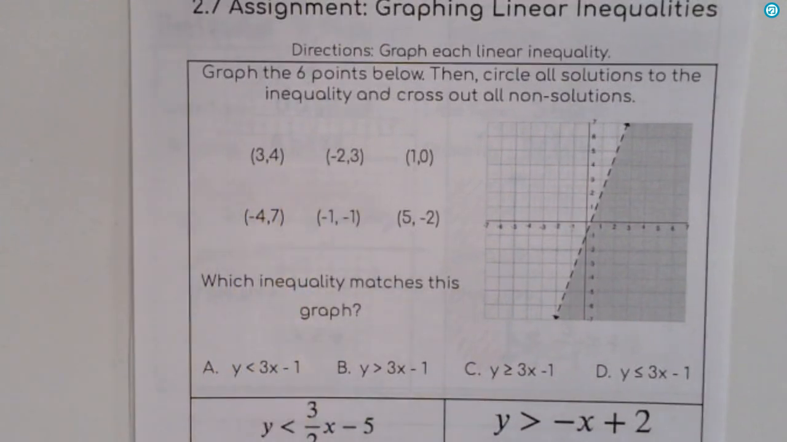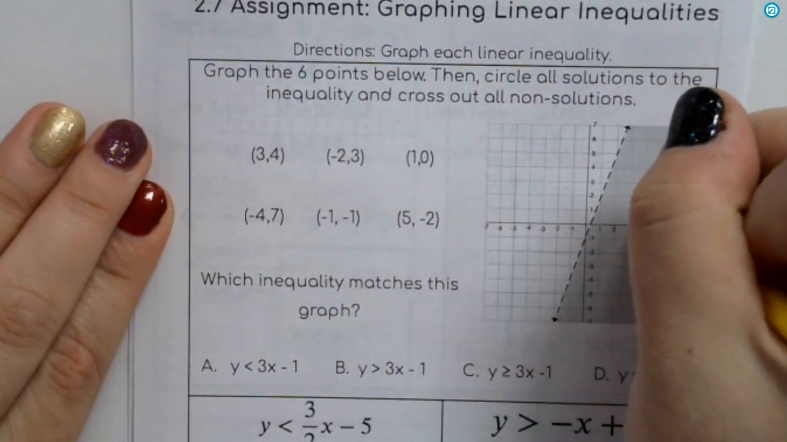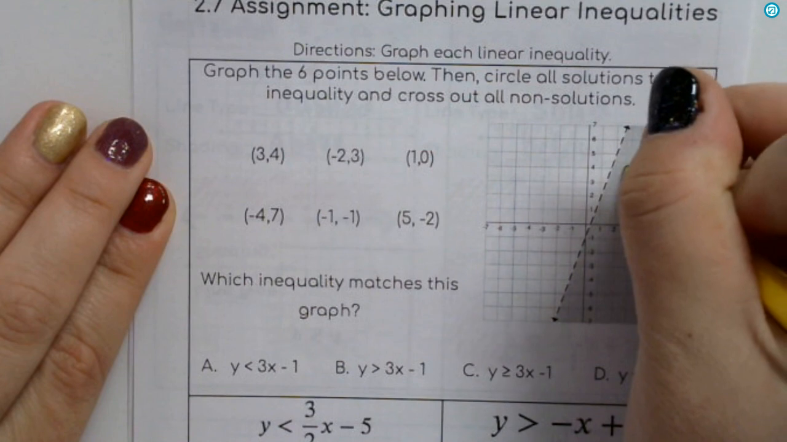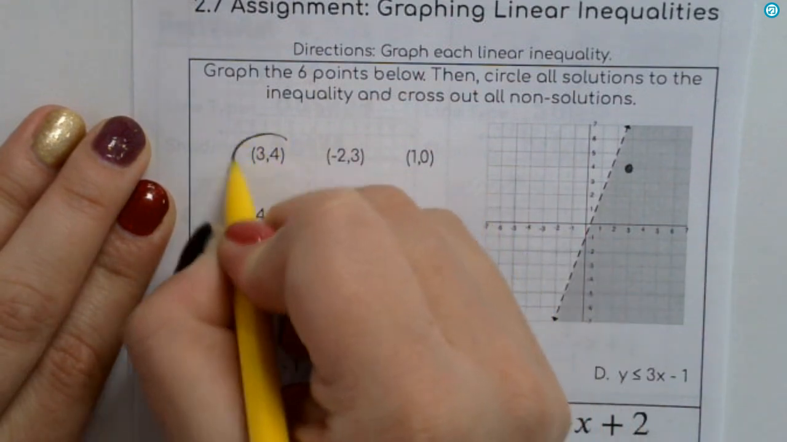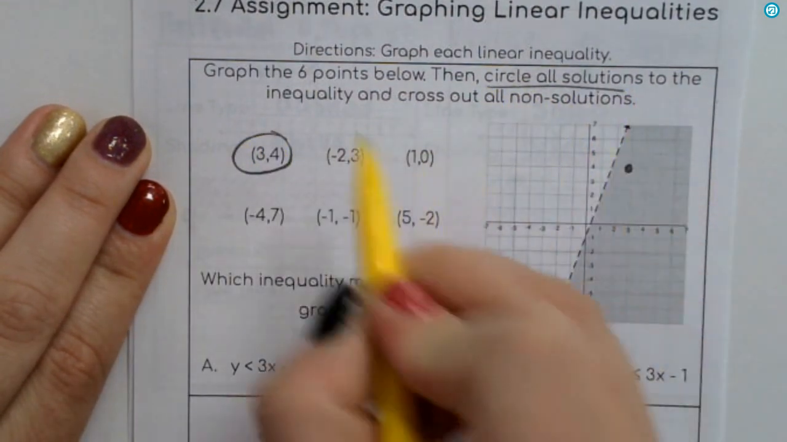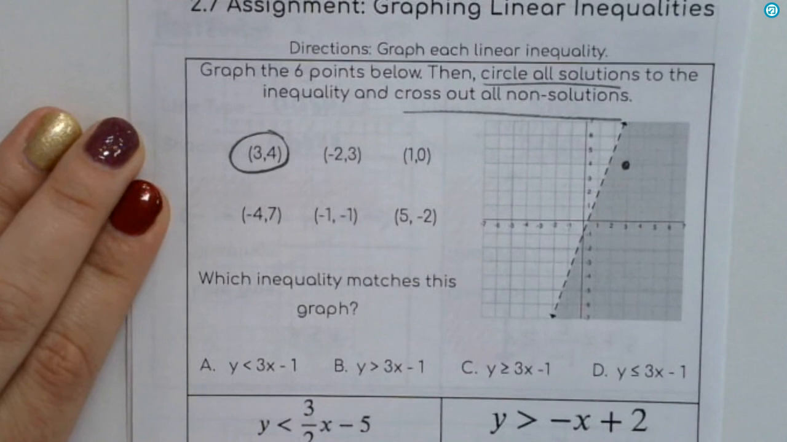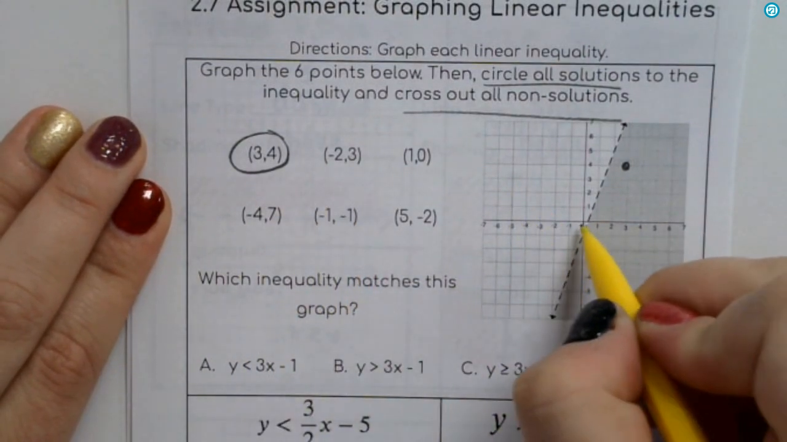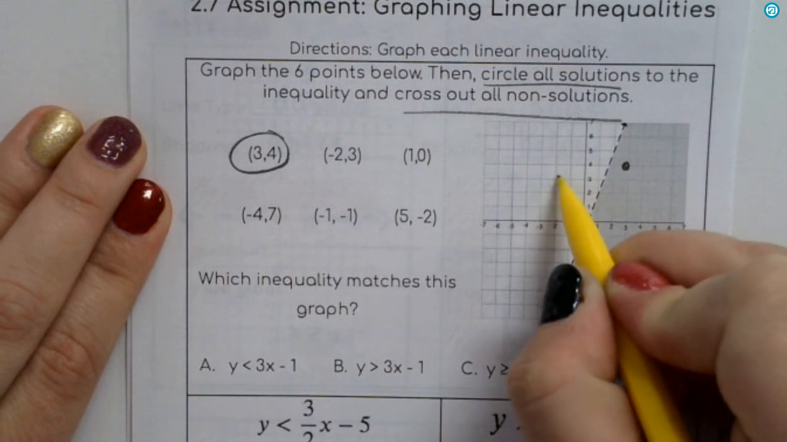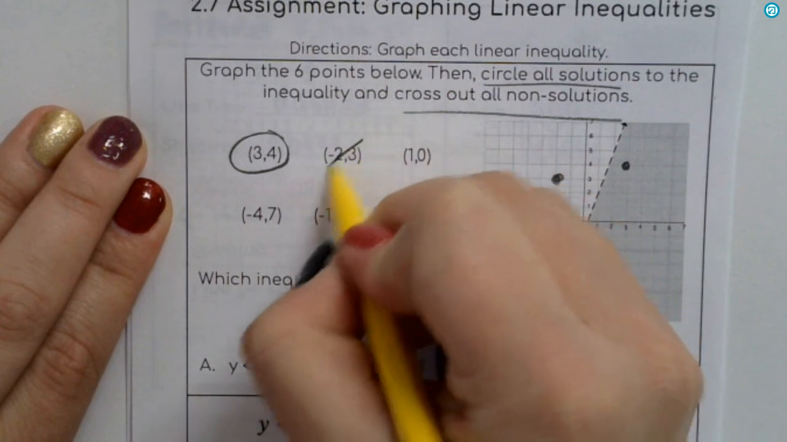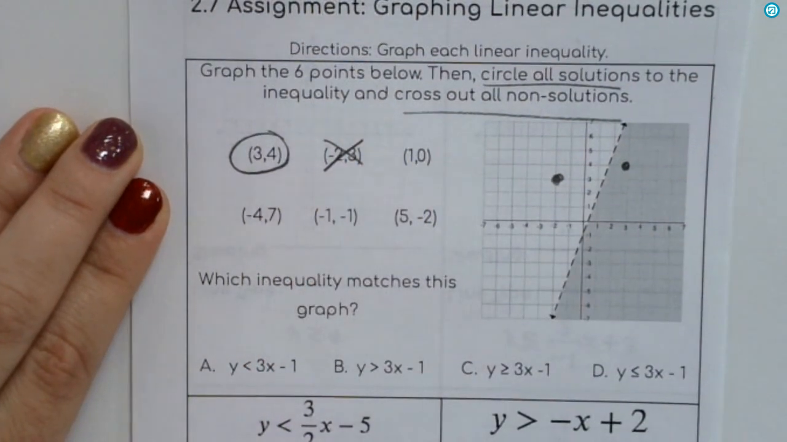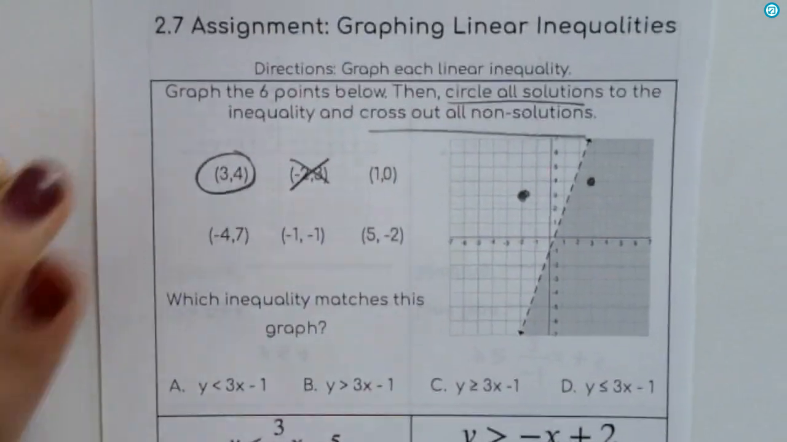So 3, 4, I would go over 3, up 4, put a dot there. Is that in the shaded area? Yeah. So that one is a solution. You are going to circle all your solutions, cross out all your non-solutions. Okay, the next one, -2, 3. So that means my x value is -2, so I go left 2, and I go up 3. Is that guy a solution? No. Okay. So I'll leave this up there so you've got these first two done. And I will bring around your assignments.